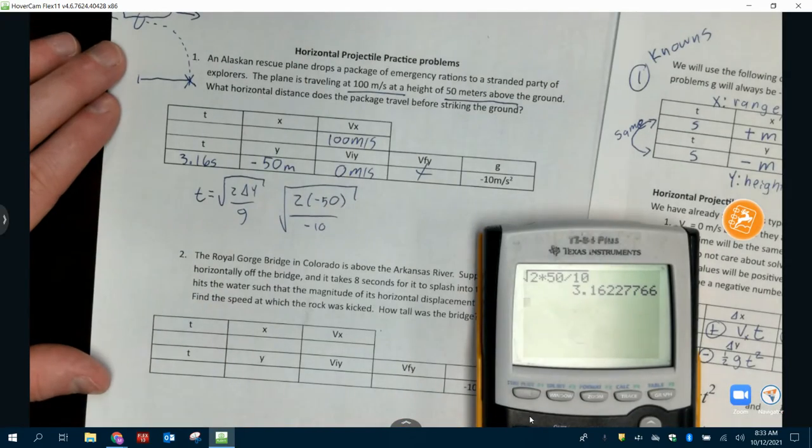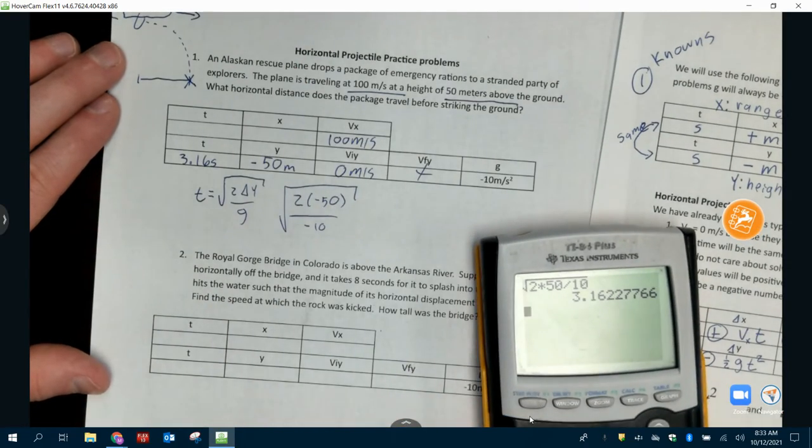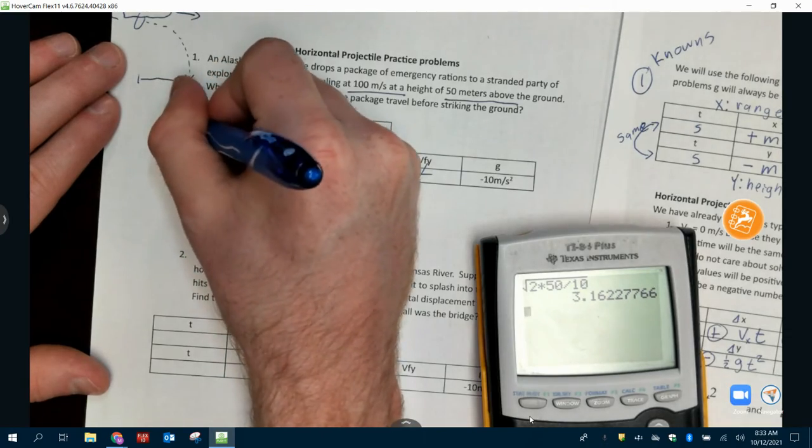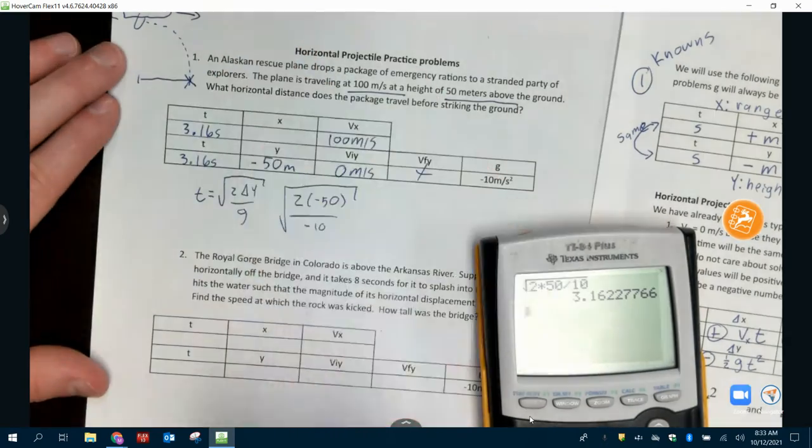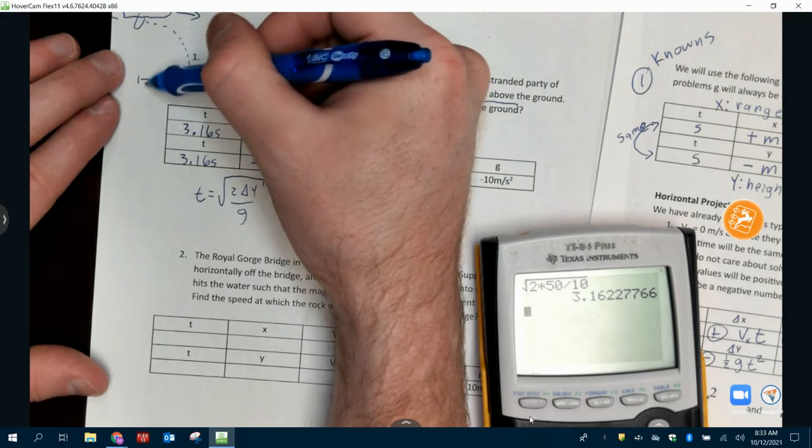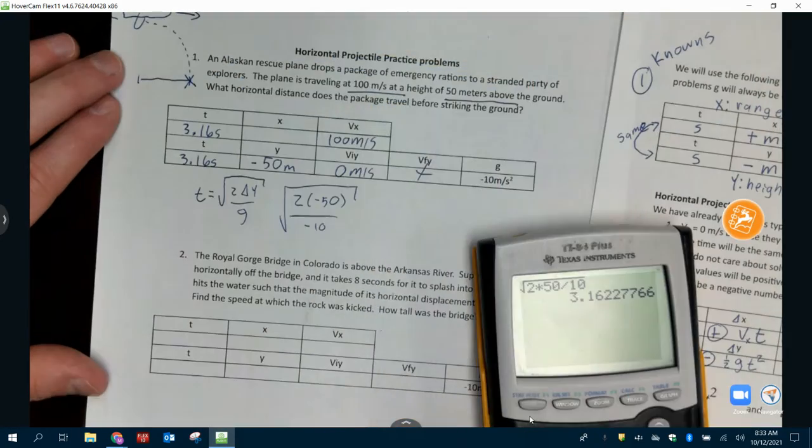Well, now what? It's the same. What's the same? Yeah, it's the same time. So I don't have to do any more math. I just got to copy it down again. Times are always going to be the same, because the time it takes to hit here is the time it takes to go over this way.